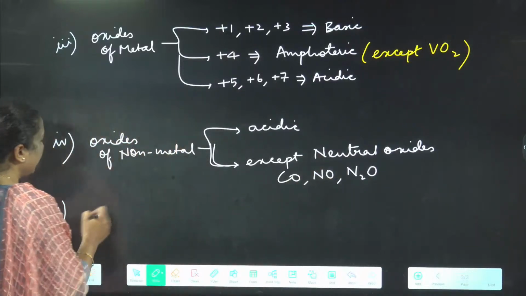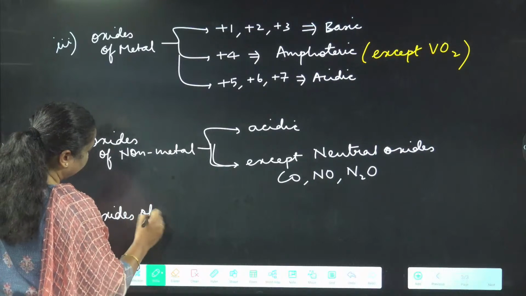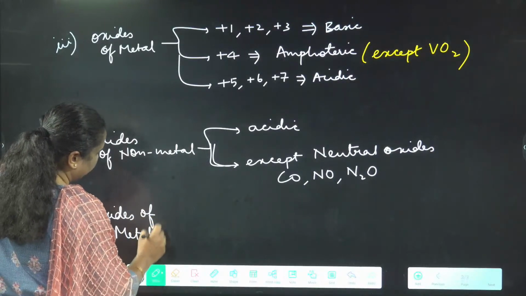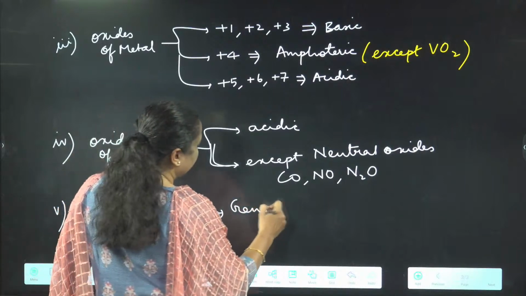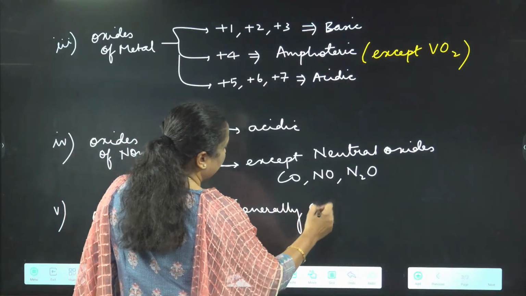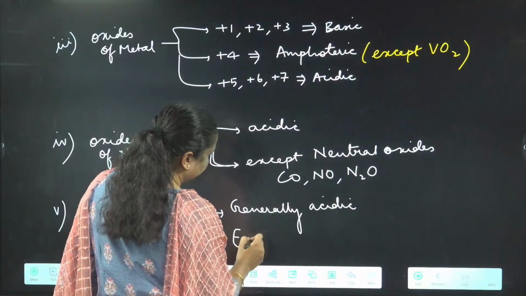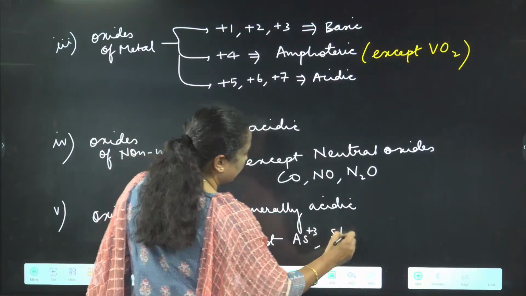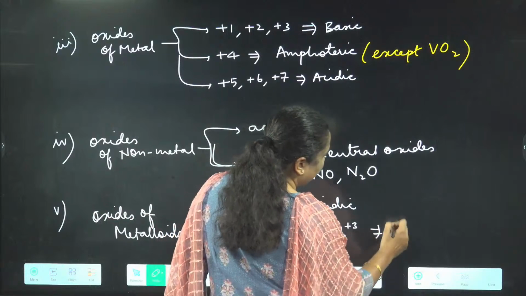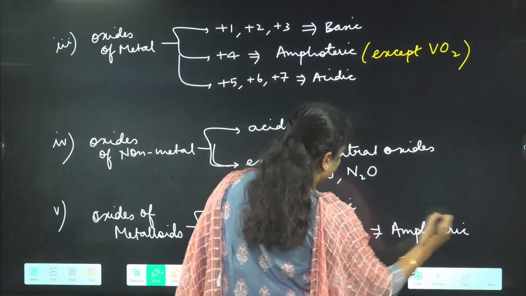Then similarly, you are having oxides of metalloids, right? In that case, I am saying they are generally acidic except As plus 3 and Sb plus 3. Their oxides are amphoteric. Right.